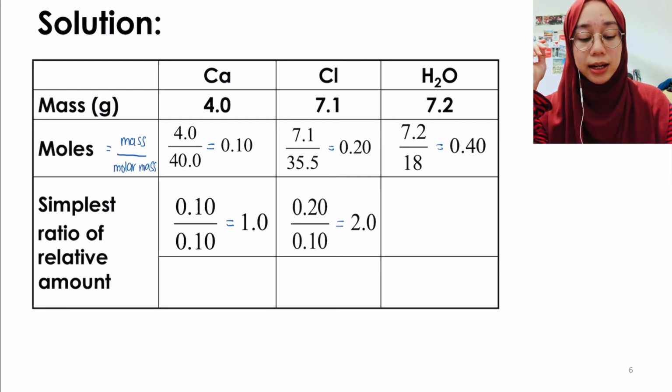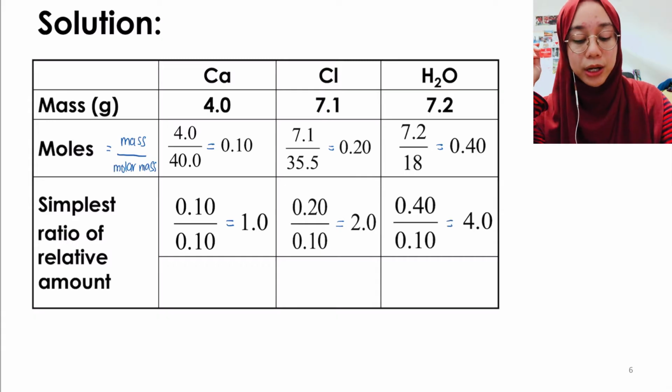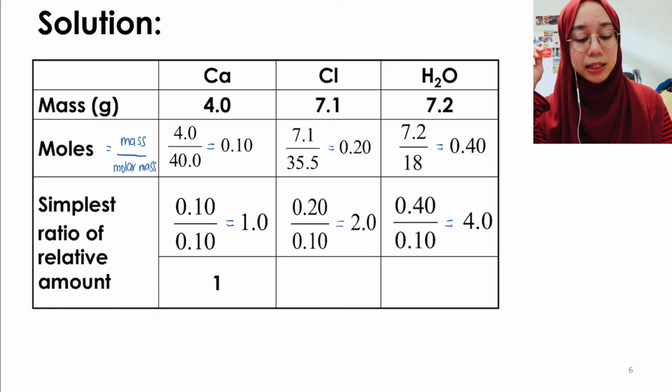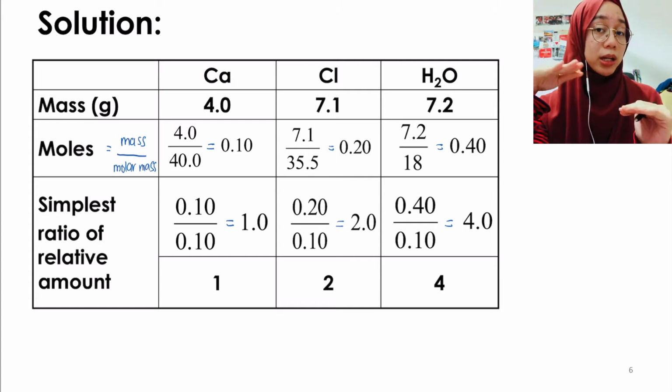Okay, and then the last one, 0.4 divide by 0.1, you get 4. Basically, value yang kamu dapat adalah 1 untuk kalsium, 2 untuk klorin and 4 untuk water. Okay, please jangan stop dekat situ.